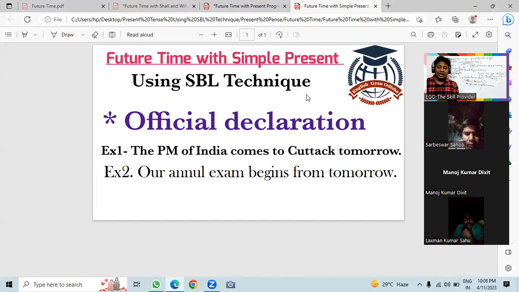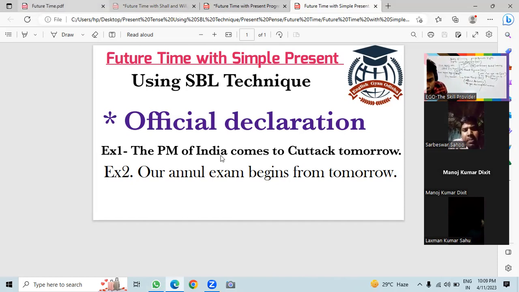And our annual exam begins from tomorrow. Our annual exam begins from tomorrow. I mean to say that not will begin, it begins from tomorrow. That's something called official declaration. So what exactly do you understand from today?